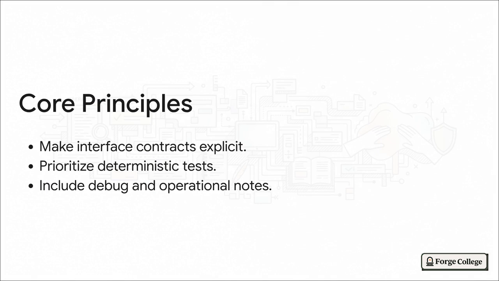1, make those interface contracts explicit so nobody is guessing about JSON shapes. 2, prioritize deterministic tests for reliable, instant reproduction. And 3, always include concise operational notes and your debug artifacts.